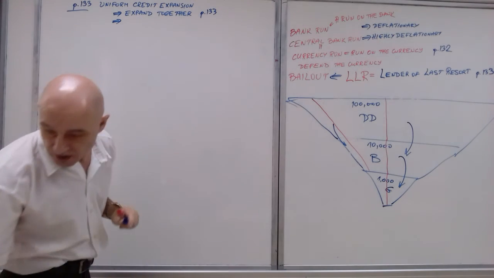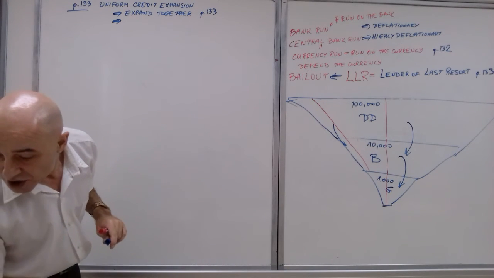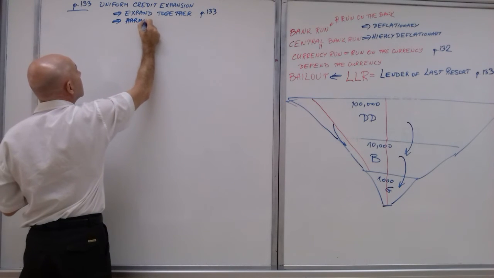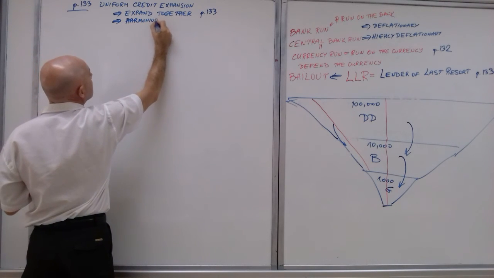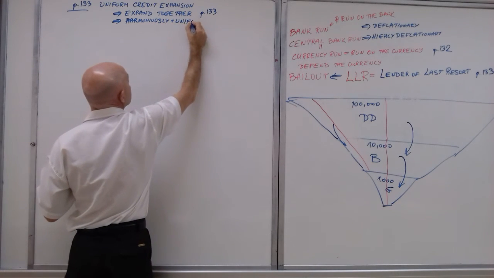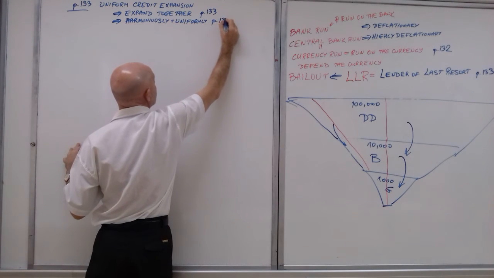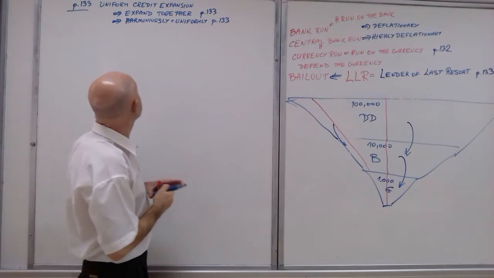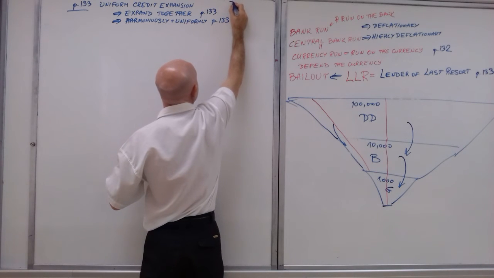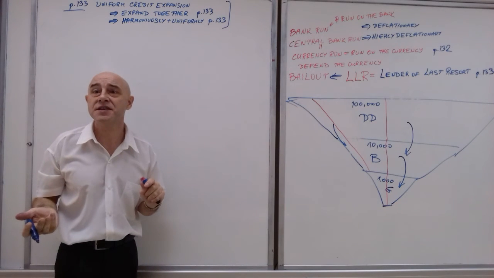And the way, again, the author says it, they'll expand, that's the very last paragraph, harmoniously and uniformly. This is the last paragraph of page 133. Now, the question is, how does the central bank accomplish this?